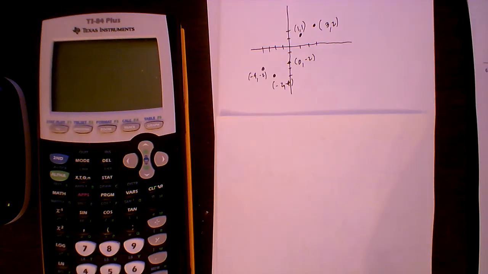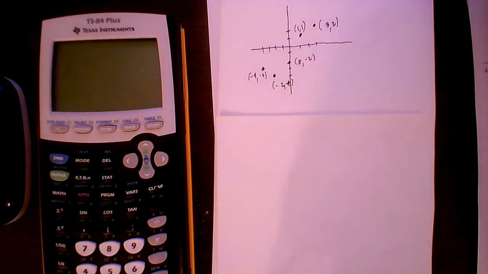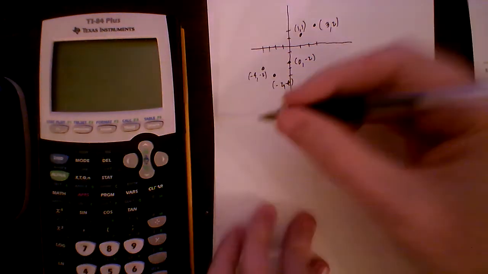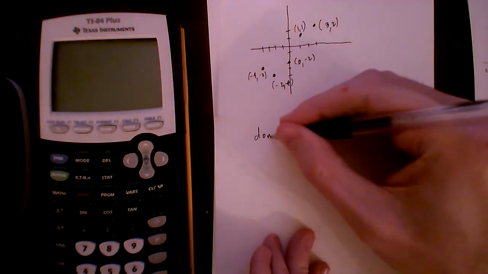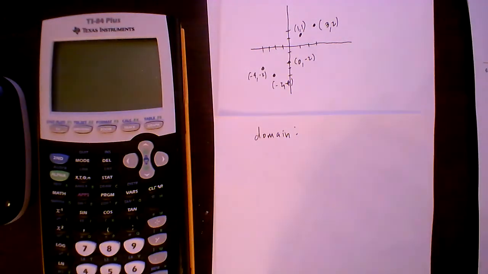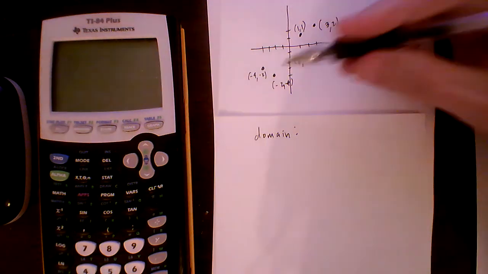We can also answer some similar questions about a setup like this, where we have a graph instead of a table or a set of ordered pairs. But the idea is going to be the same. Let's say we want to find the domain for this graph. Okay, just remember what the domain is. The domain is the set of all the x values, all your input values for your graph. And so we're just going to list them.